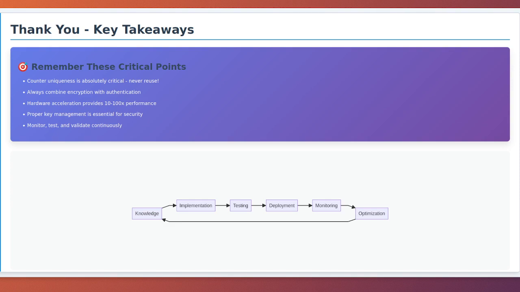For further learning, I recommend studying RFC 3686 for the ESP counter mode specification, RFC 7296 for IKEv2 details, and RFC 4303 for the complete ESP protocol. Thank you for your attendance.